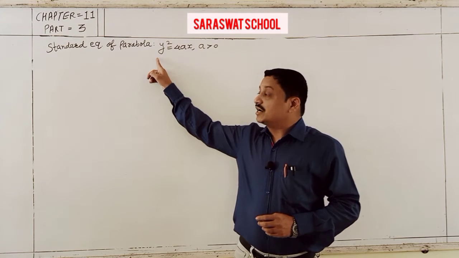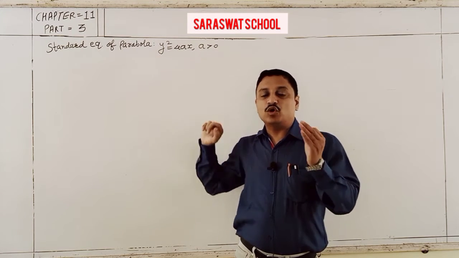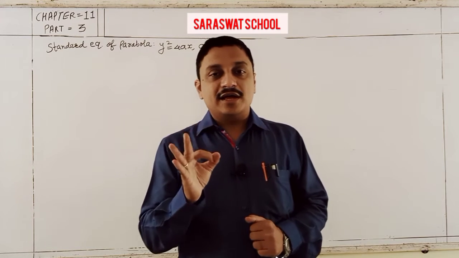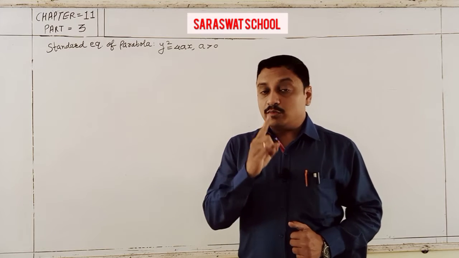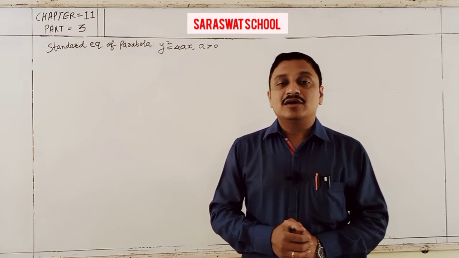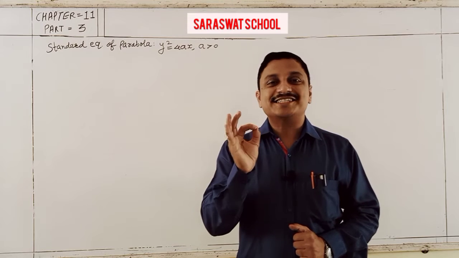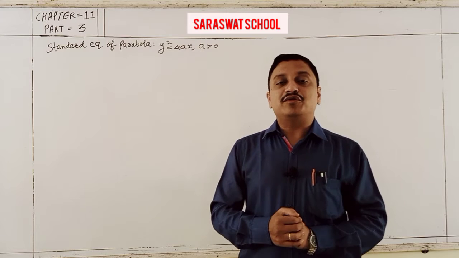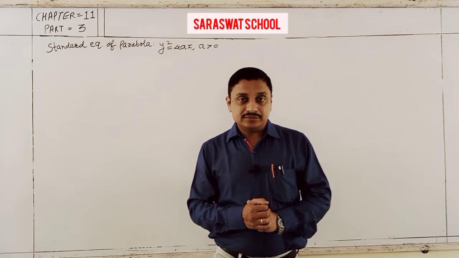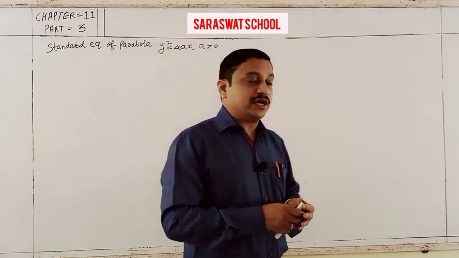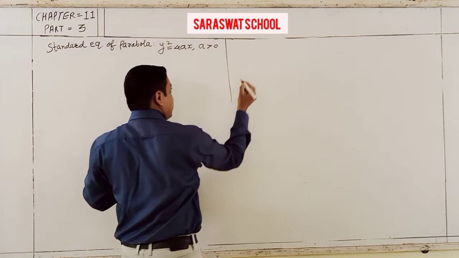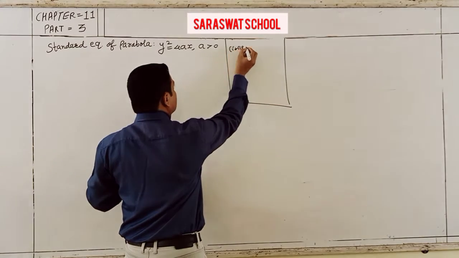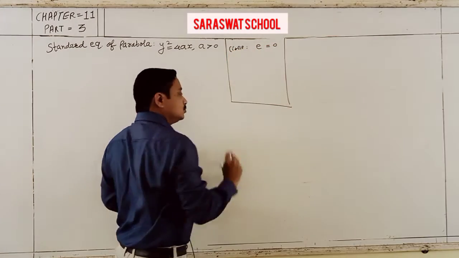In the first case, the standard equation of the parabola is y square is equal to 4ax, a more than 0. Students, in the parabola, ellipse and hyperbola, one important part comes up, which is called eccentricity. Here, according to the definitions, we take e equal to 1. First of all, I introduce the main parts in the way of the circle: eccentricity you will take 0.